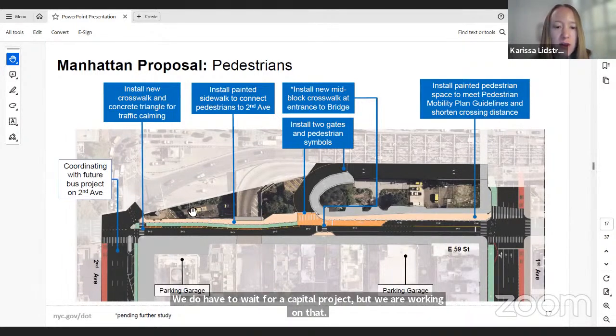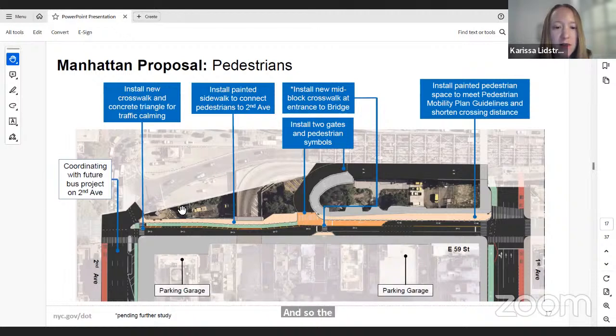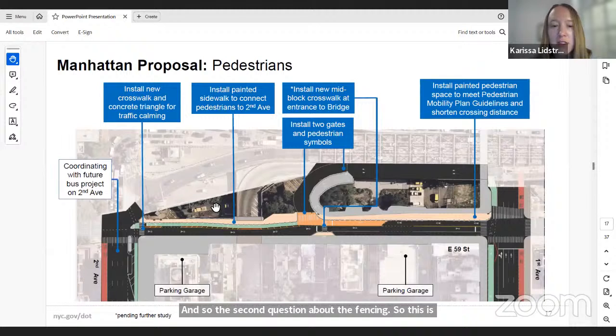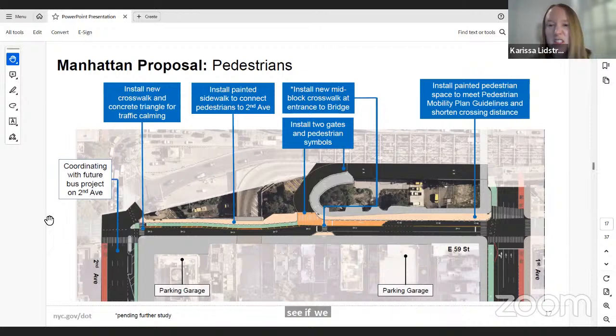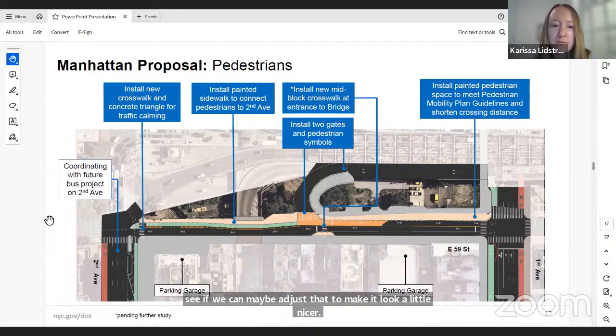And so the second question about the fencing. This is the fencing for one of the 3 DOT facilities on the north side, where we store a lot of materials and larger vehicles. We can bring up your request of looking at the fencing and the graffiti and the materials of it and see if we could maybe adjust that to make it look a little nicer. So we can bring that up with our bridges team. Okay.